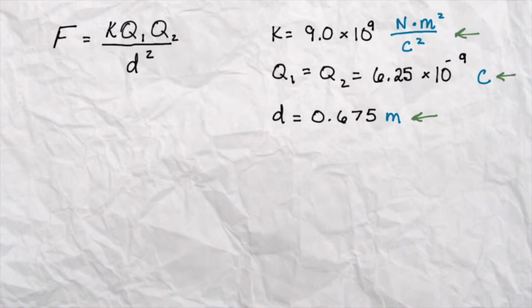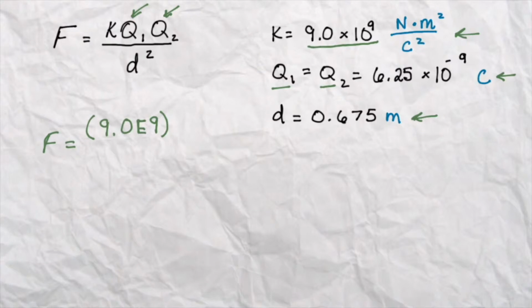So let's go ahead and do some substitution. Remember, when you substitute, you always want to put things in parentheses. So here we go. We've got F equals. Here comes our K value. Now K is in scientific notation up here, so we're going to do that, but we're going to use the E notation because it's shorter and easier to write. Next comes Q1 times Q2.